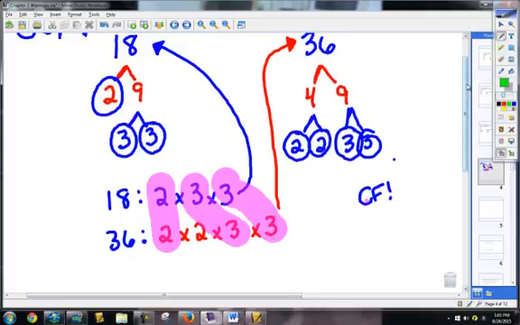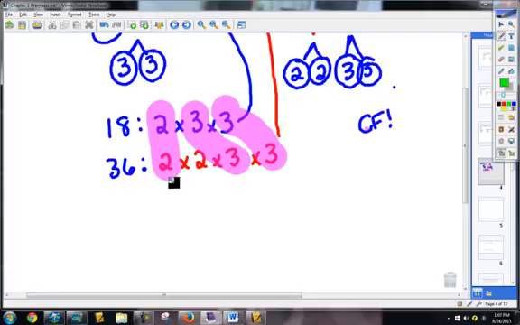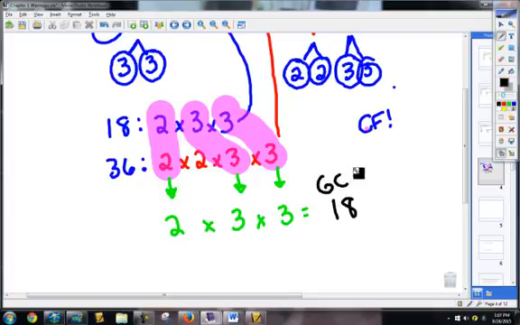Okay? Now, this is where the steps maybe get a little bit more challenging. What you're going to do is take one of these from each. So we have a common 2, we're going to bring down that common 2. We have a common 3, we're going to bring down that common 3. And we have a second common 3, so we're going to bring down that common 3. Okay? Now to actually find the greatest common factor, we are going to multiply these common factors here. We're going to get 2 times 3 is 6, times 3 is 18. My GCF for this problem is 18.